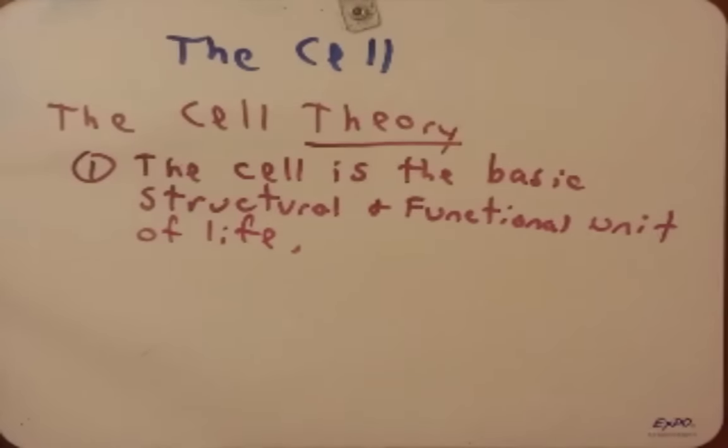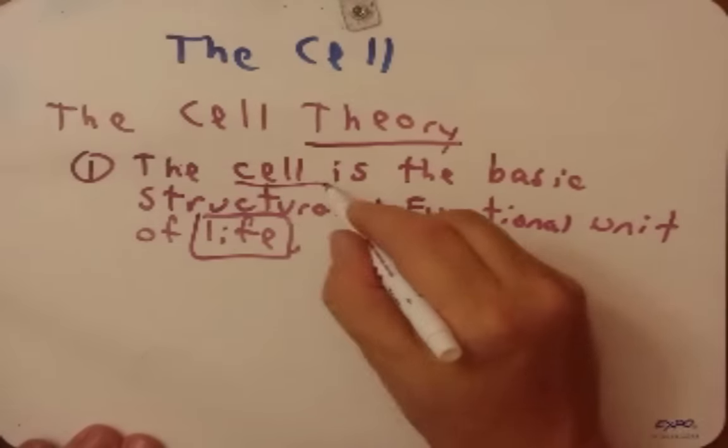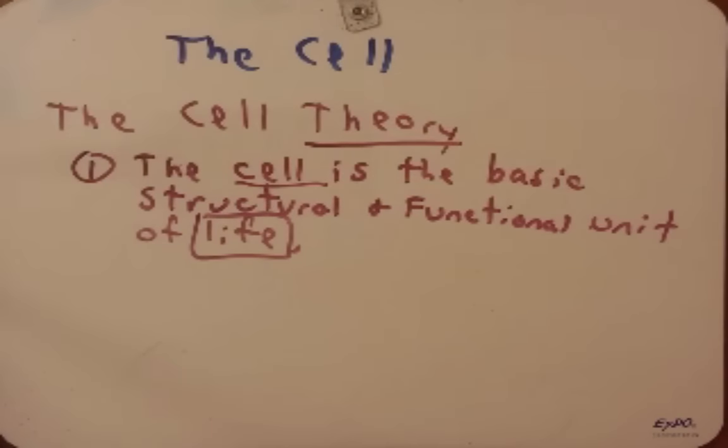You know, when we talked about proteins, and we said proteins are made up of amino acids. And when we talked about nucleic acids, we said they're made up of nucleotides. When we think about life, life is made up of cells. You have to have a cell. This is the basic unit of life.